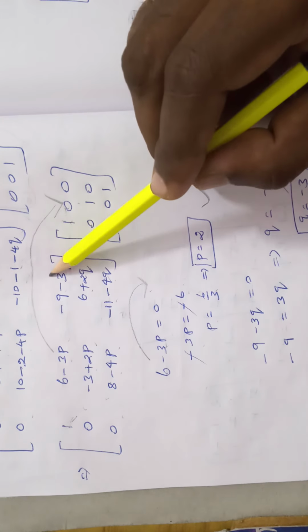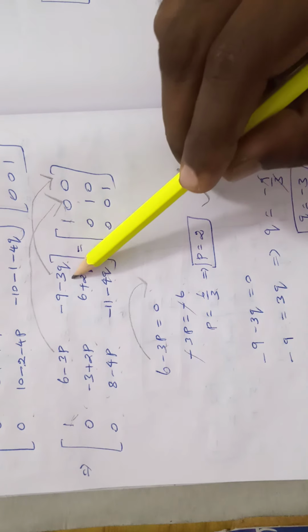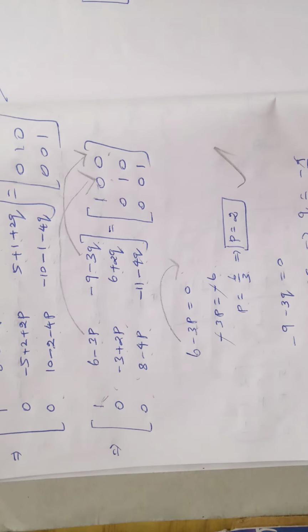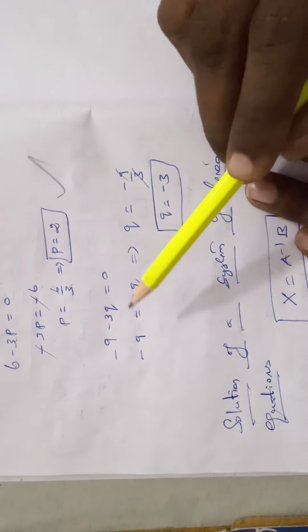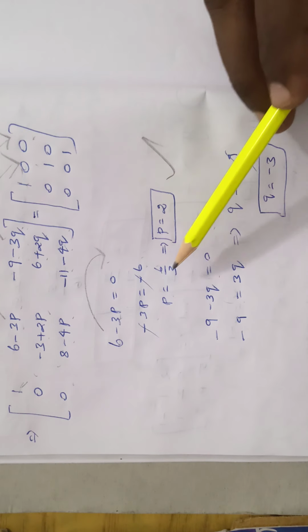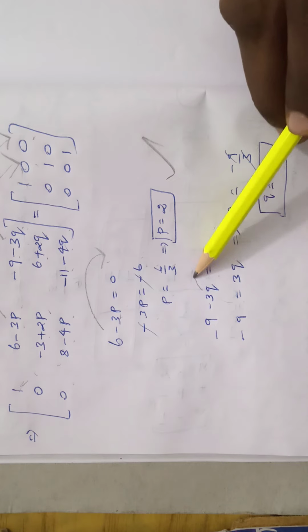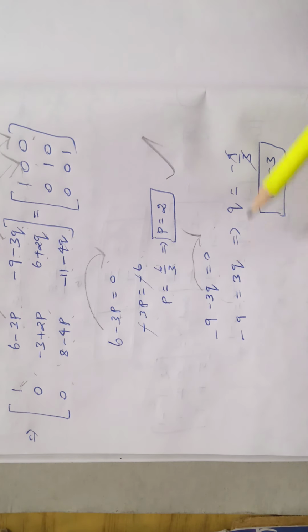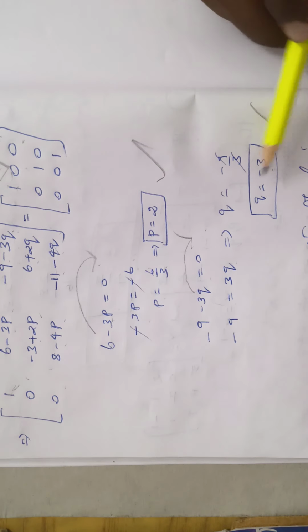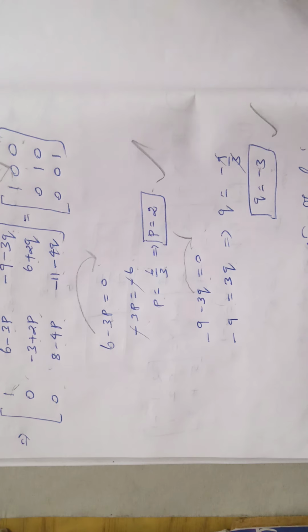Next we compare these two. Minus 9 minus 3q equals 0. So minus 9 minus 3q equals 0, and taking minus 3q to the right hand side, it is plus 3q. So q equals minus 9 by 3, the 3 cancels, so q equals minus 3. So we have obtained two values, one is p, another one is q. So the p value is 2 and the q value is minus 3. Hence the problem.